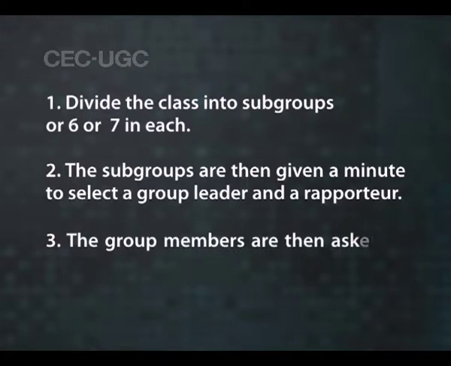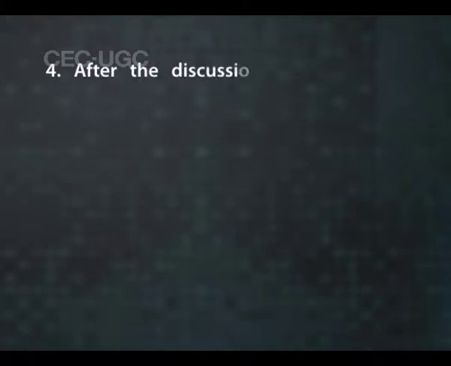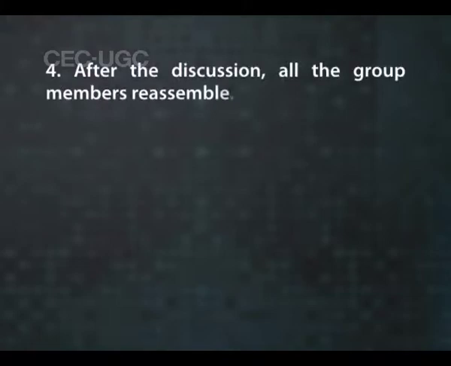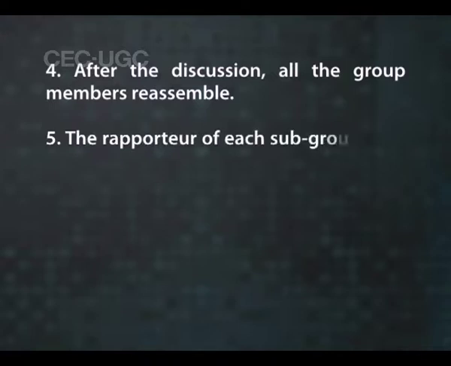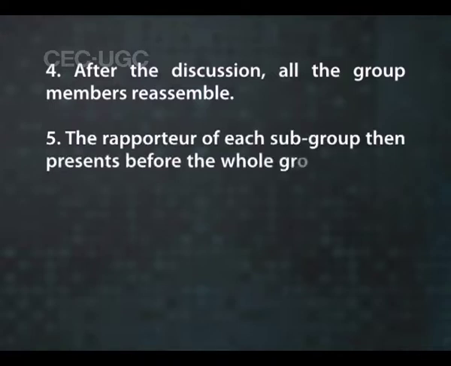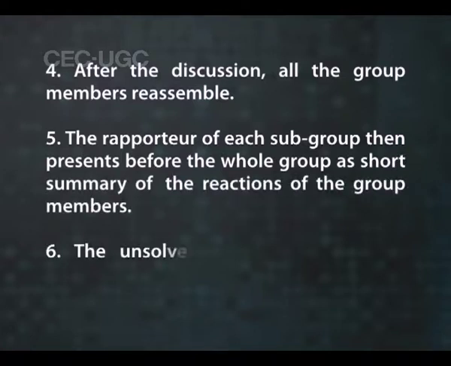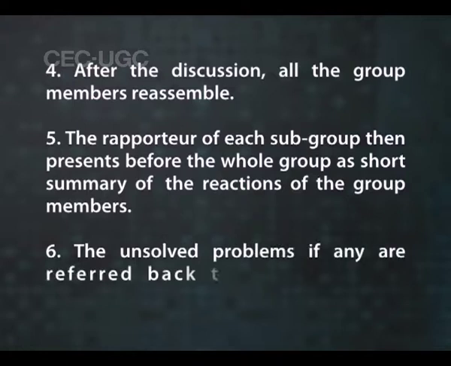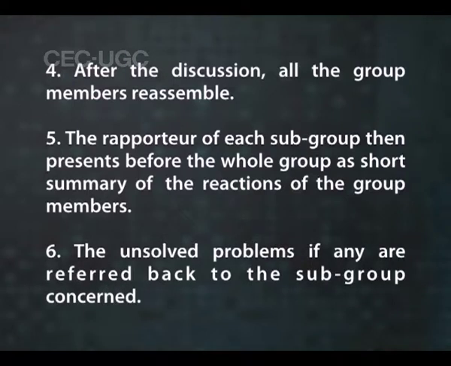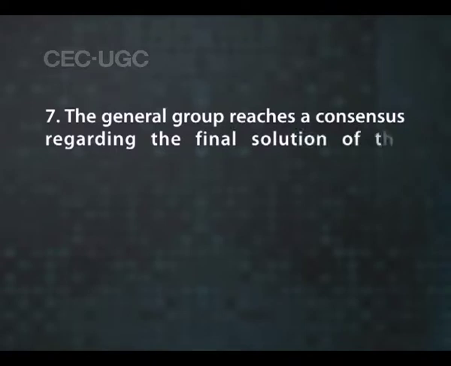The group members are then asked to discuss the topic. After the discussion, all the group members reassemble. The rapporteur of each subgroup then presents before the whole group a short summary of the reactions of the group members. Then, the unsolved problems, if any, are referred back to the subgroup concerned. This is again followed by discussion in the larger group. Finally, the general group reaches a consensus regarding the final solution of the problem under consideration.